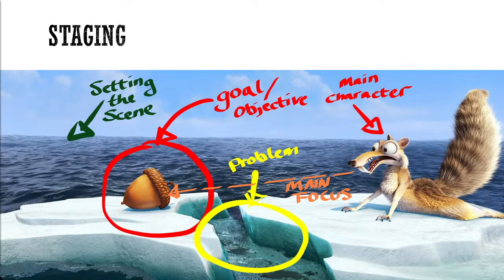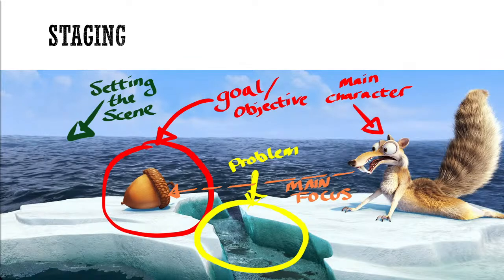So this is a good example of staging in a movie, from Ice Age. You have Scrat, and he is on an ice floe, and he sees his acorn, which is on another ice floe. And the thing keeping him from his beloved acorn is that the ice floe has split, and he is going to float away from it.